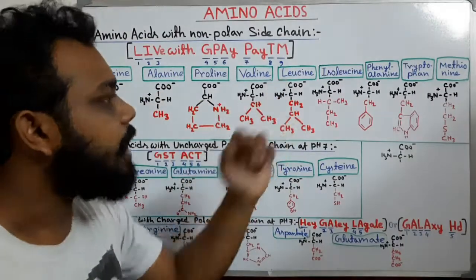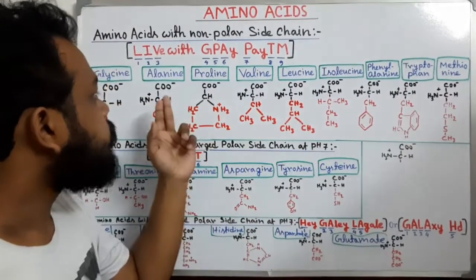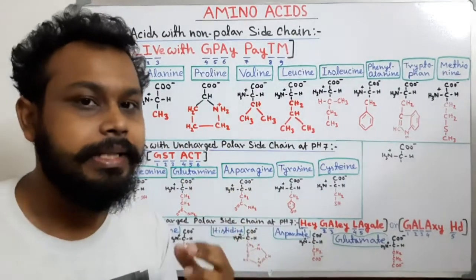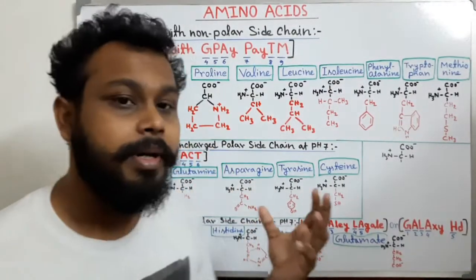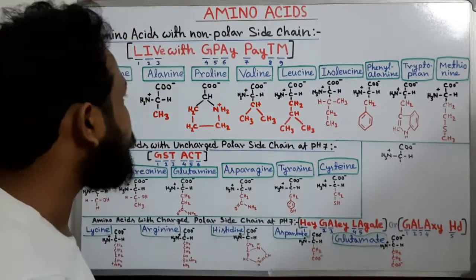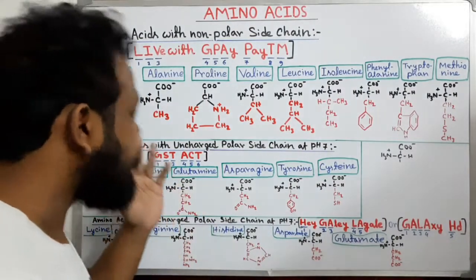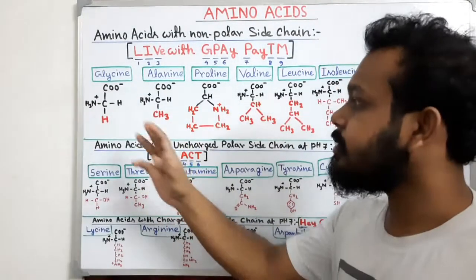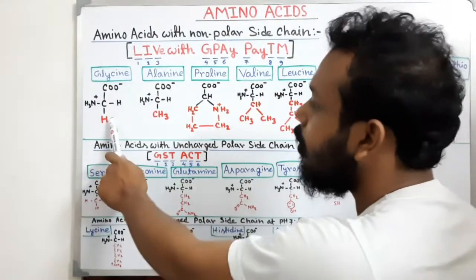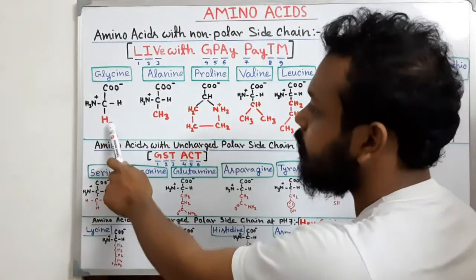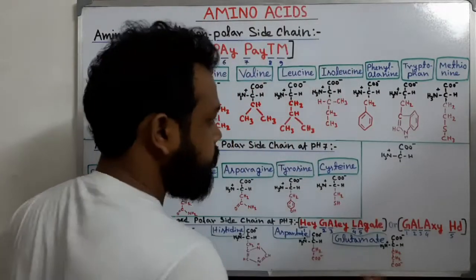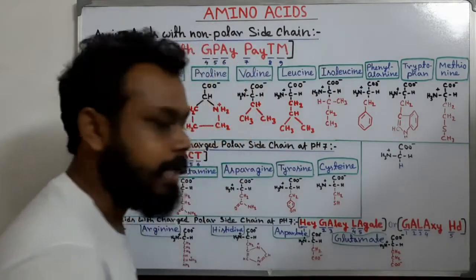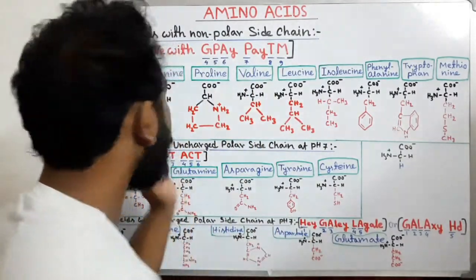In the non-polar side chain group, there are 9 amino acids present. In their side chains the non-polar groups are present, which means hydrophobic regions are present. So how to remember their structure more easily? The first and easiest amino acid is glycine, which has no side chain, just H. So the structure of glycine is just H.